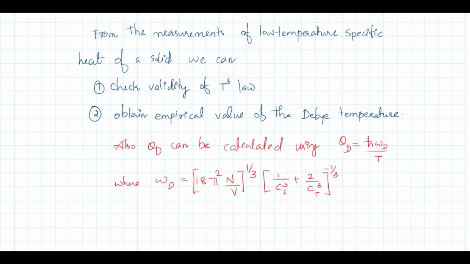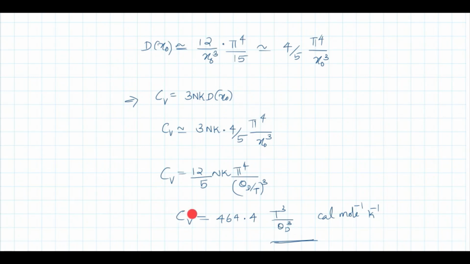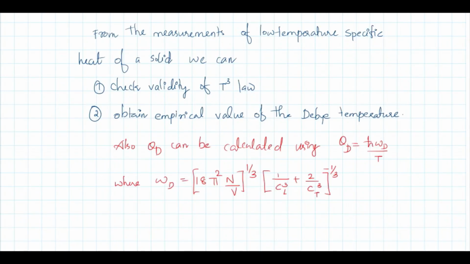So from the measurements of low temperature specific heat of a solid, we can check the validity of the T cube law. Also, we can obtain an empirical value for Debye temperature. Once we have Cv and T, we can calculate Debye temperature. Also, theta D can be calculated using this expression: theta D is h cut omega D by T, where omega D, the cutoff frequency, we already have this expression. So using this expression also, we can calculate theta D.